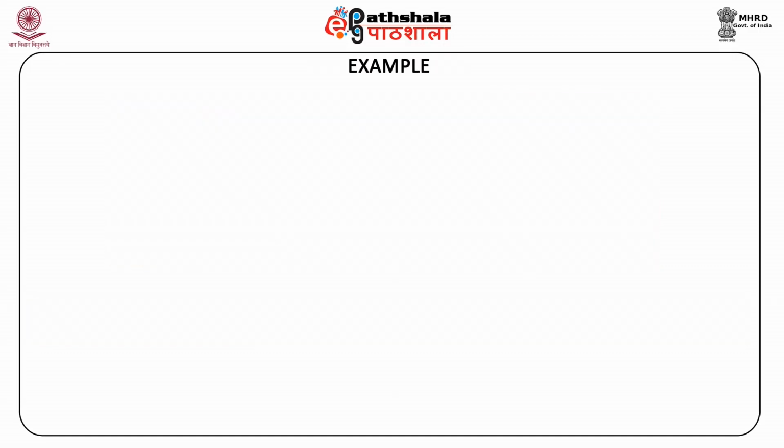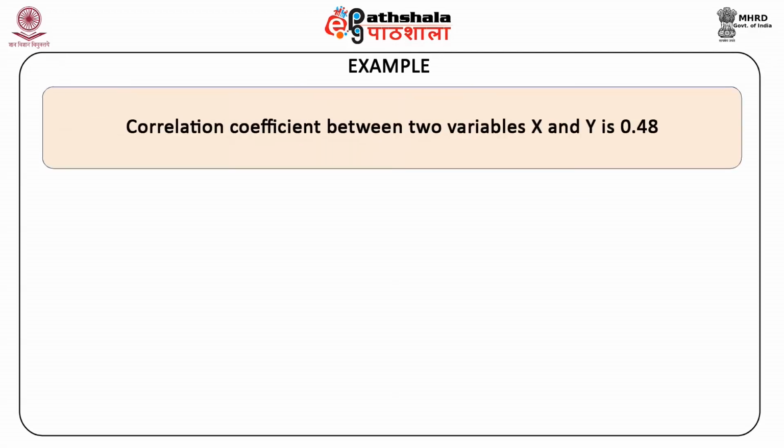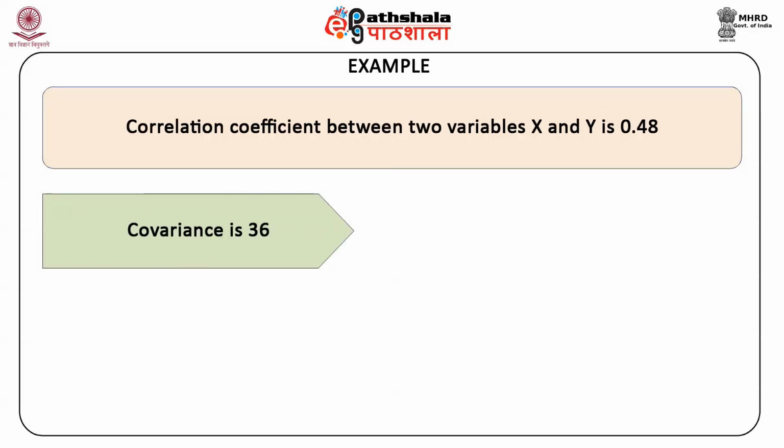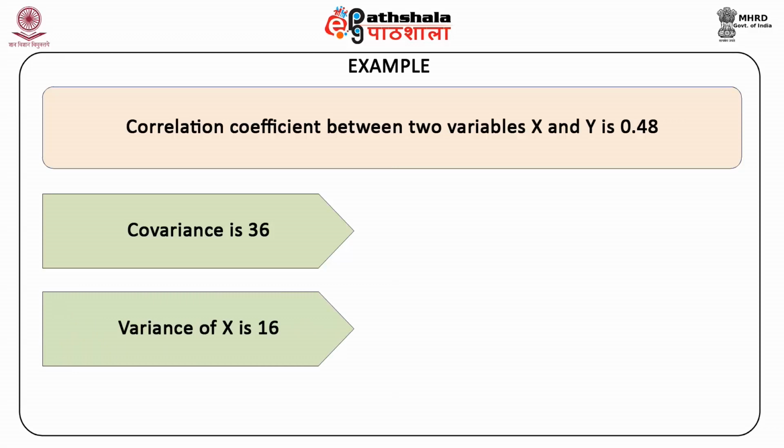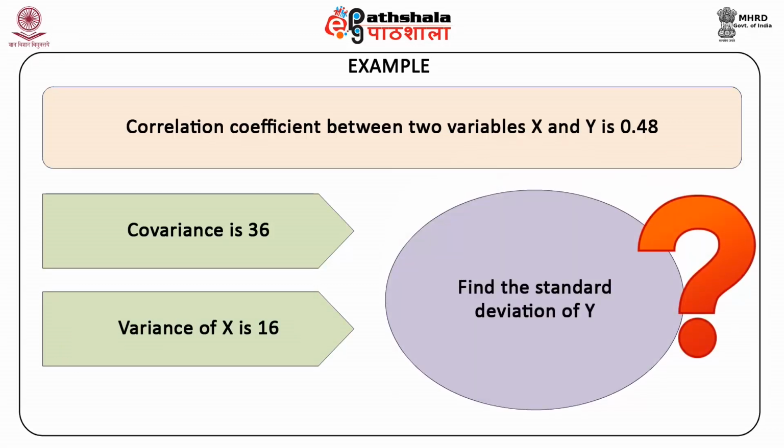Hence, the correlation coefficient comes out to be 0.866. Illustration 2. The correlation coefficient between two variables x and y is 0.48. The covariance is 36. The variance of x is 16. Find the standard deviation of y.